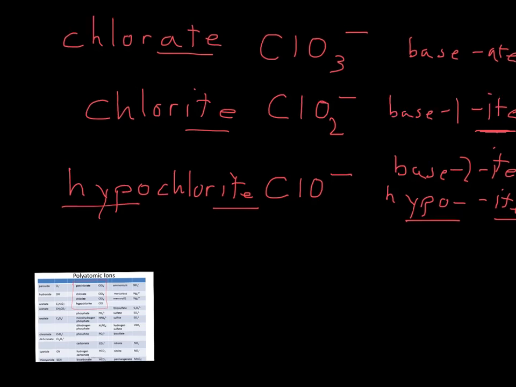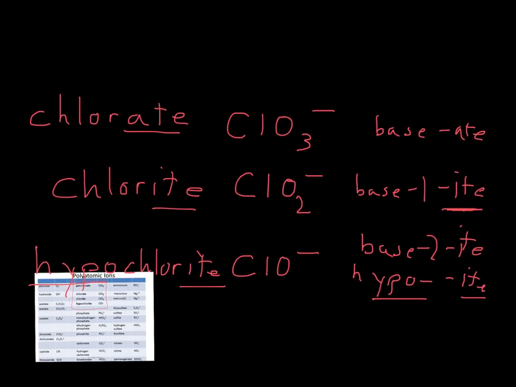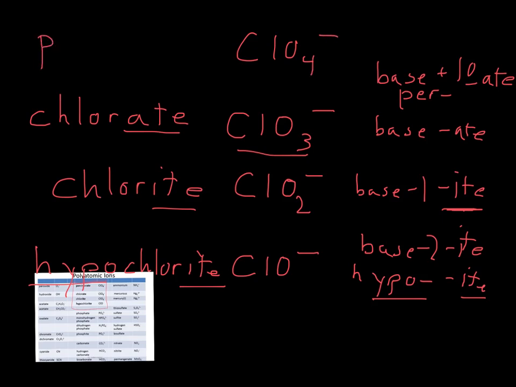But we're not all about subtraction here. We can do some additions. If we add an oxygen to the base form, our base form plus 1 oxygen, we keep the suffix ate, but we add the prefix per. So if we added an oxygen to our ate form and made it ClO4 negative, we would refer to that as perchlorate.